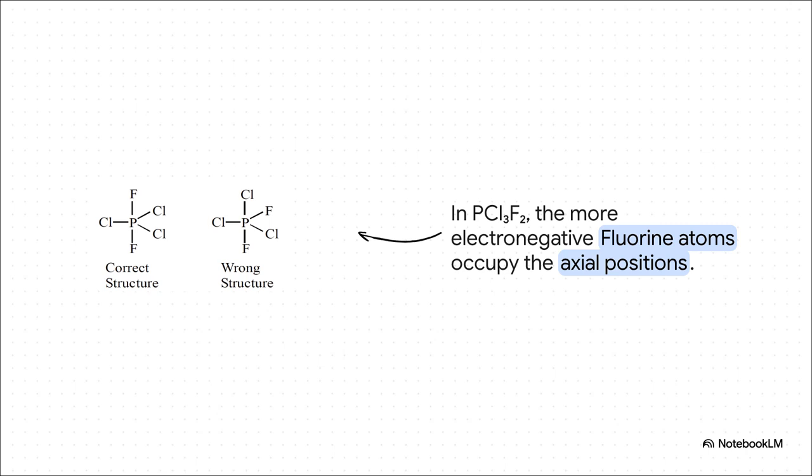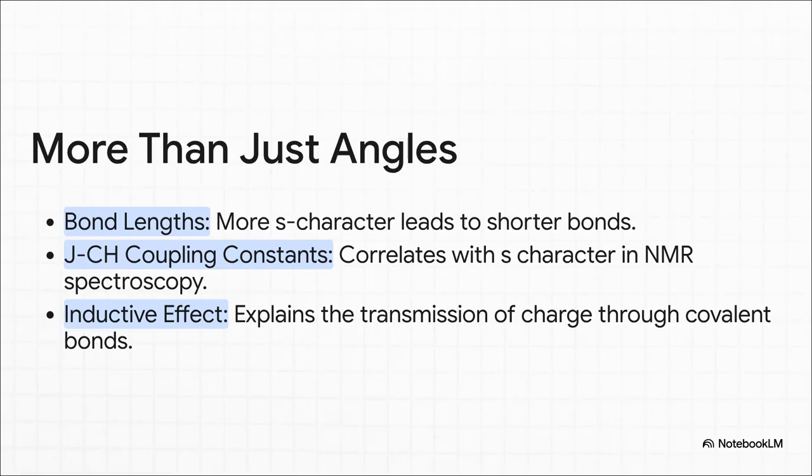It just works. And the amazing thing is, Bent's rule isn't just a one-trick pony for bond angles. Because more s character holds electrons closer and tighter, it also explains why those bonds are shorter and stronger. It helps us understand data we get from lab instruments, and it even helps explain how electric charge gets passed along through a molecule. It is a really fundamental, powerful idea.